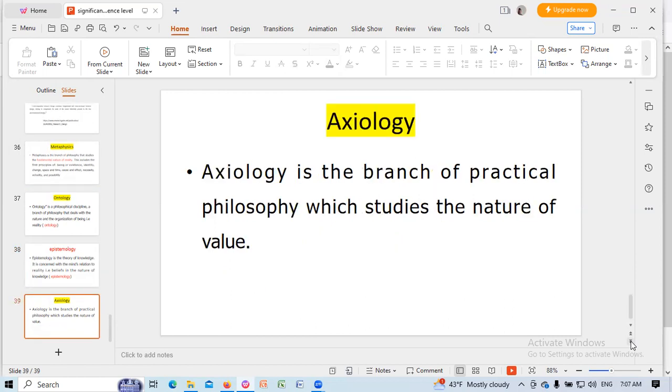Axiology is the branch of practical philosophy which studies the nature of value. In short, axiology is the value. Values may differ or vary.